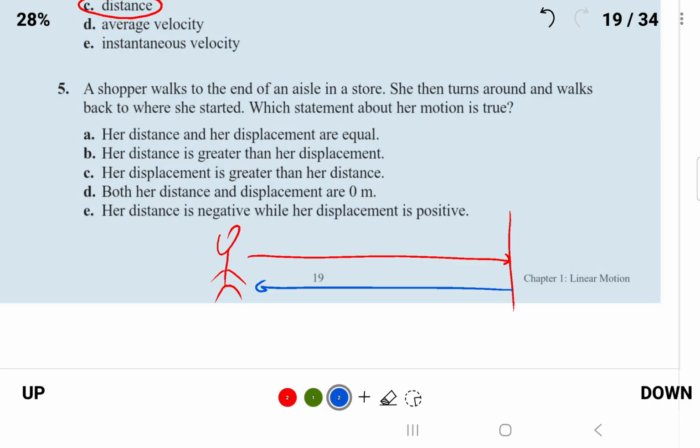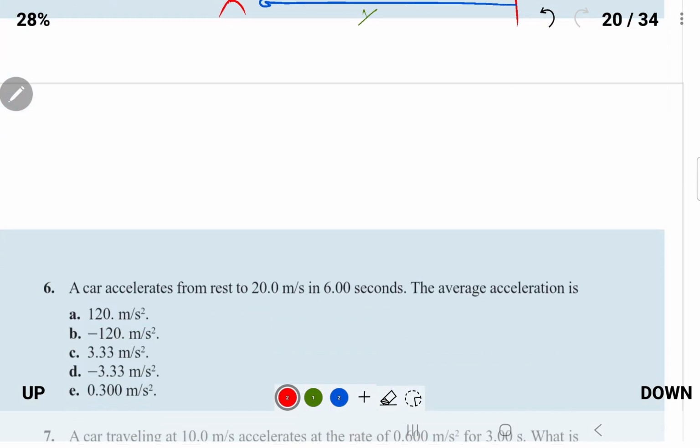No, her distance and displacement are not equal, because the displacement here would be 0 and the distance would be the forward distance plus the backward distance. So the distance will be x plus y. Displacement is 0. Next one. Her distance is greater than displacement. Yes, distance is greater than displacement because displacement is 0 in this case.